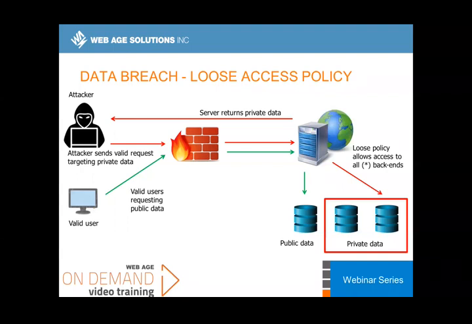But because there's a loose access policy on the server itself, and it allows access to all backends, an attacker can send a request, smartly target private data, and find that private data, and the server will return it because it has access, because the policy is just allowing it to do so. So always make sure your policies are need-based. Whatever I need to specifically do, that's what I have to implement.